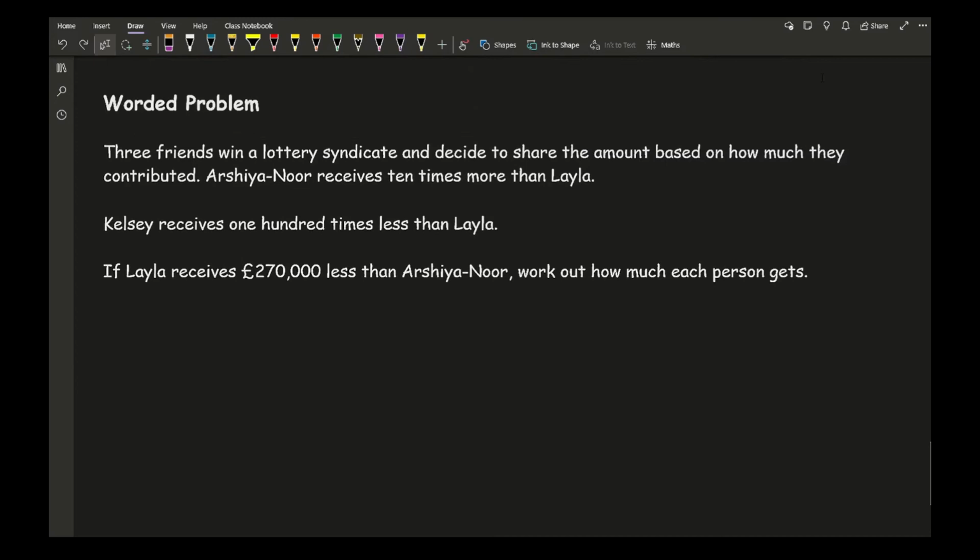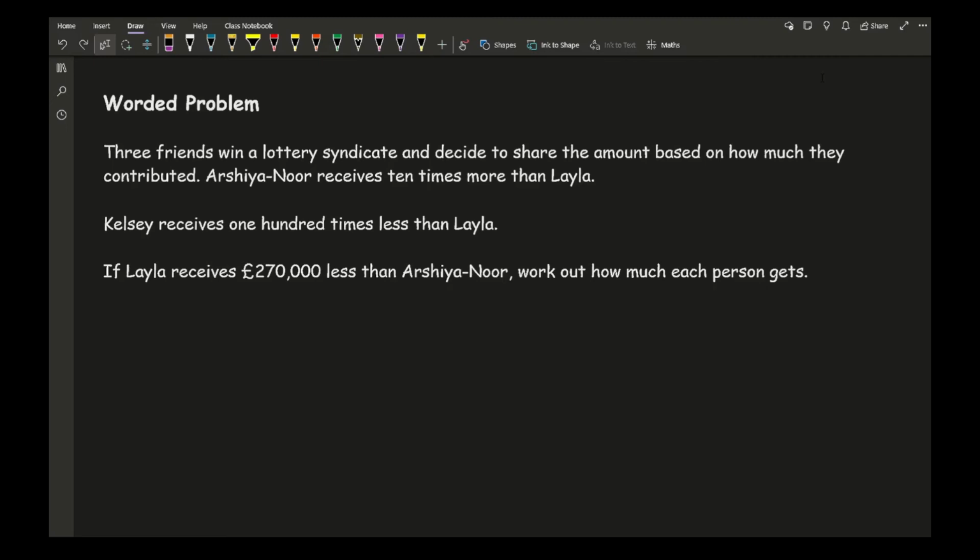Now this one's quite a tricky one and doesn't automatically involve just multiplying and dividing by decimals. It may involve a little bit of algebra. Let's go through it. It says 3 friends win a lottery syndicate. So basically they've grouped together to buy a ticket or a series of tickets, and they decide to share the amount based on how much they contributed.